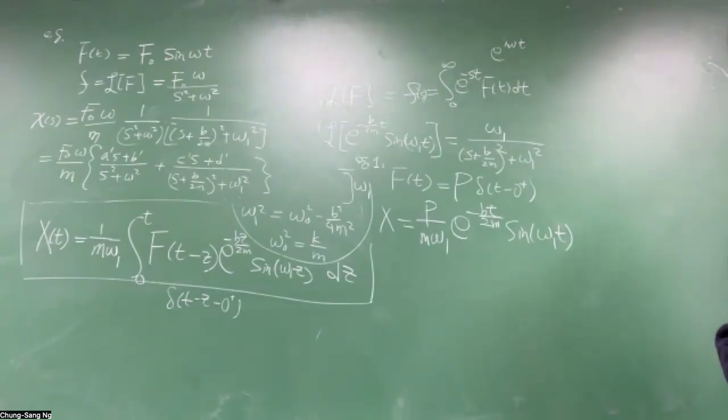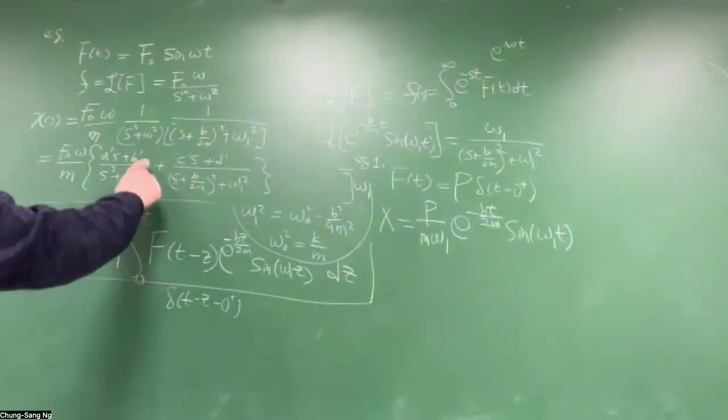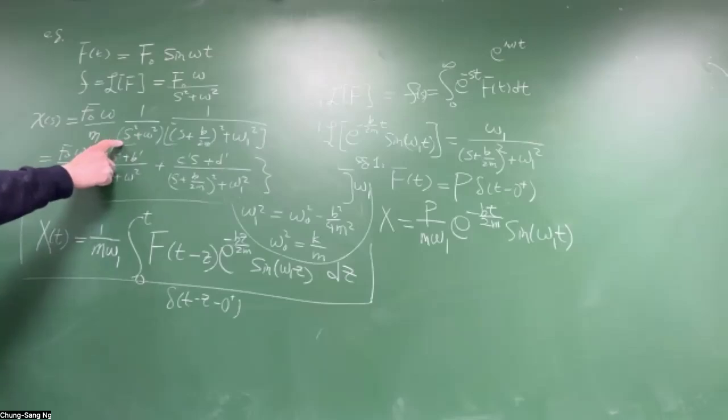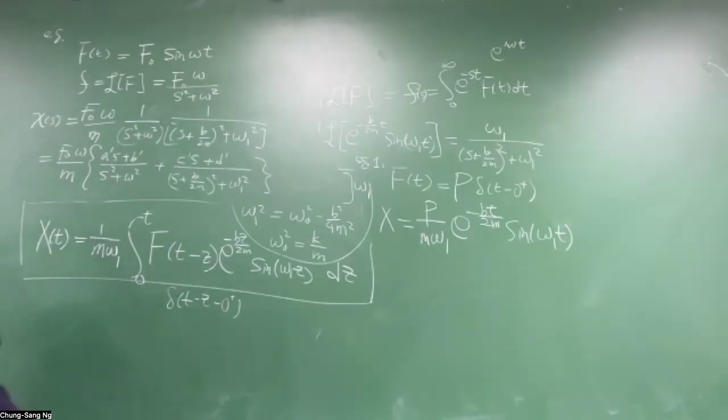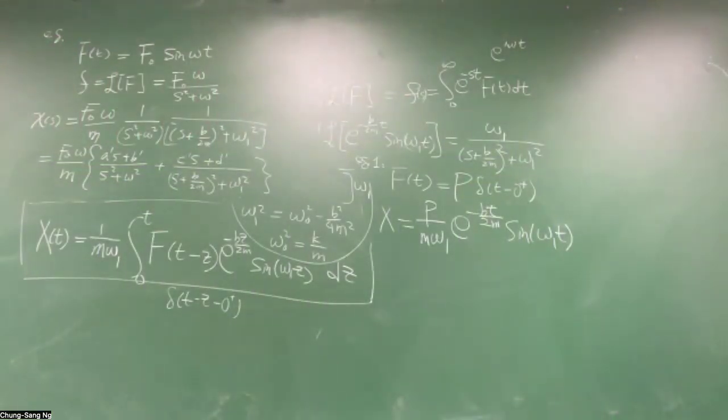You can also see from these formulas, like S squared plus omega squared, that if omega is a frequency, then S is also a frequency. Is that okay? If you think about it this way.